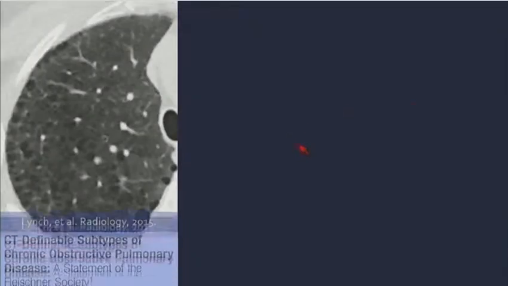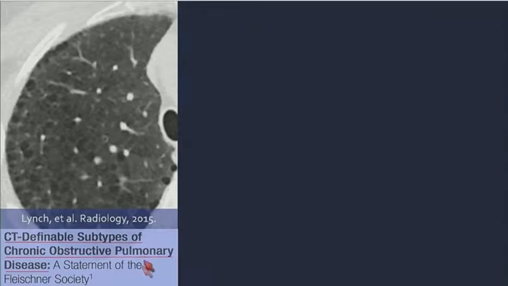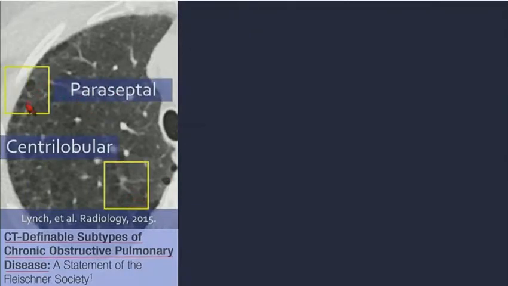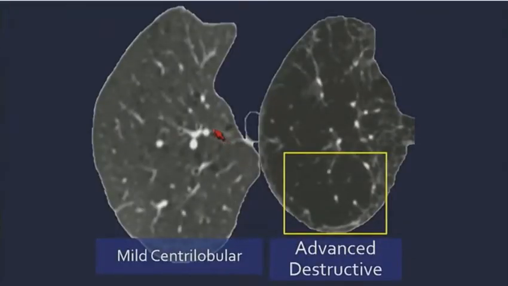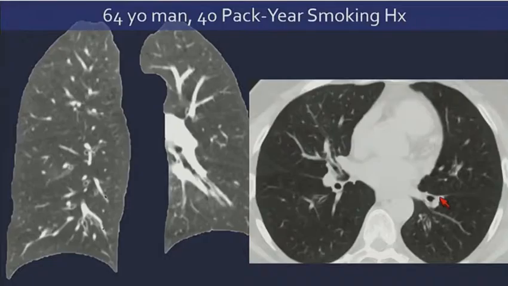All right, and there was a very nice statement article of the Fleischner Society looking at the CT definable subtypes and morphologies of emphysema. And of course, they talked about centrilobular emphysema and paraseptal emphysema that tends to occur in the subpleural lung here. They also talked about, and it's worth looking at this, the degrees of emphysema and descriptions ranging from trace and mild centrilobular emphysema, where less than 5% of the lung is involved, and advanced destructive emphysema, where you have multiple contiguous lobules that are affected with this hyperinflation of the adjacent lobules.